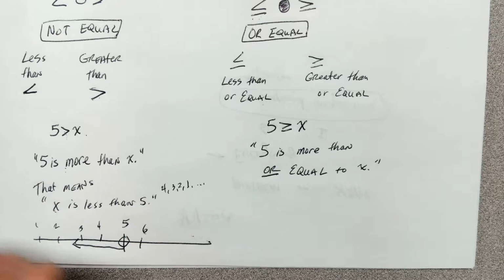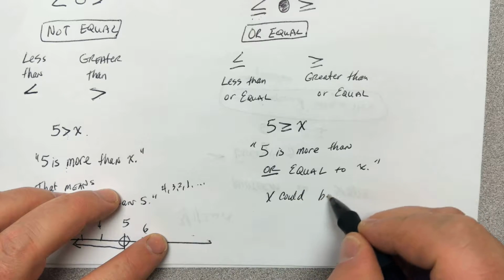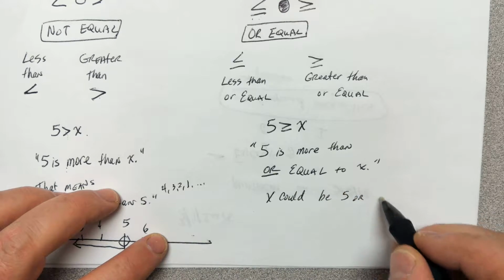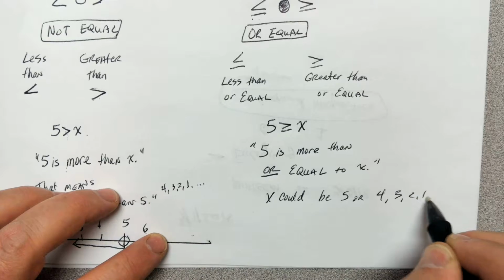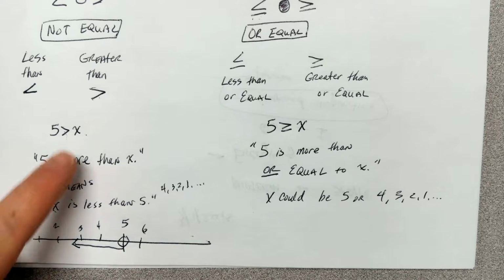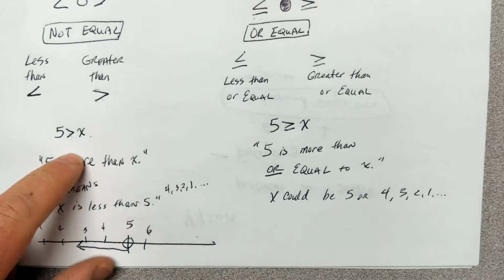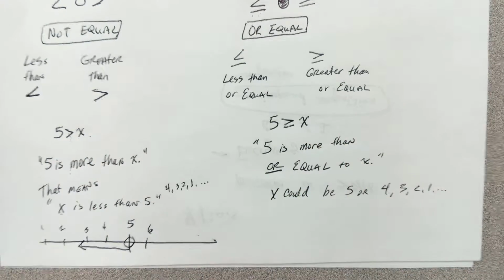So then that means that x could be 5 or 4, 3, 2, 1, and so on. It could be any of those. But here, x can't be 5, because 5 isn't less than 5. You see? So x can't be 5 here, but x could be 5 here.